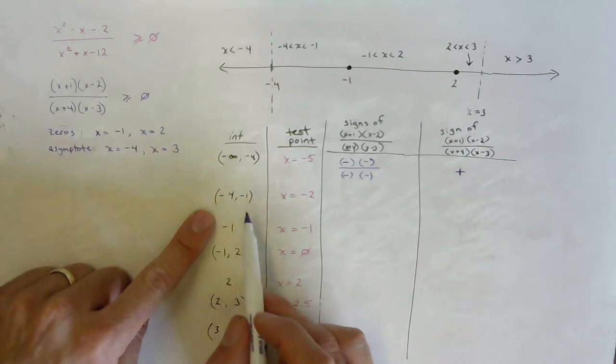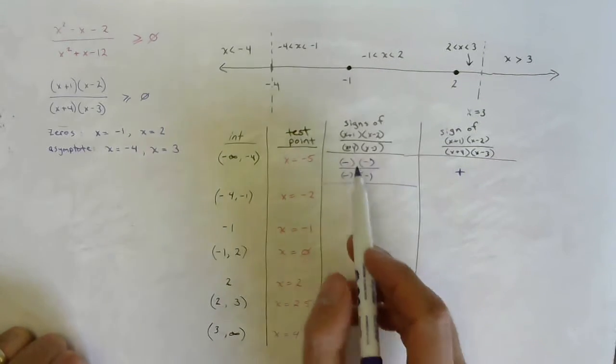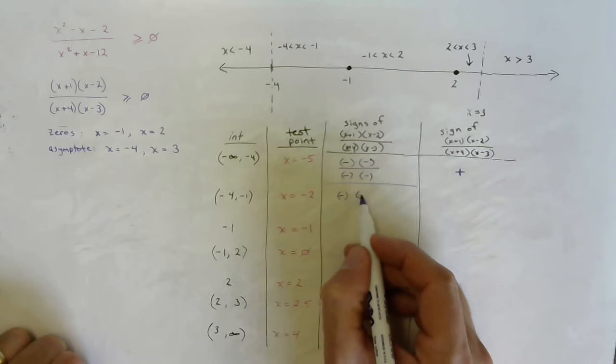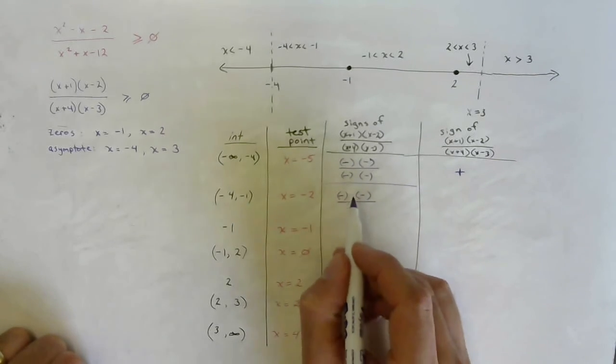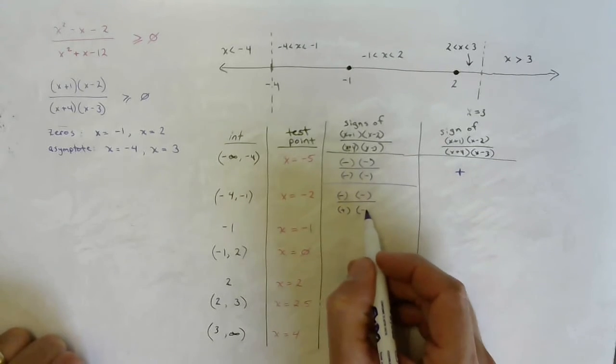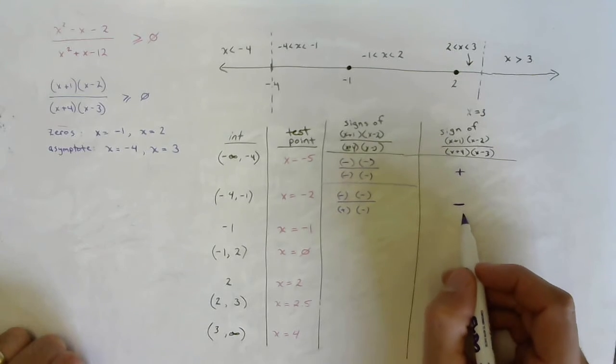Next interval, we're using the test point of -2. The first bracket would be negative. The second one would be negative. And then we're over x plus 4, that's going to be positive, and x minus 3, that's going to be negative. We have 3 negative factors, which means it's negative at that point.